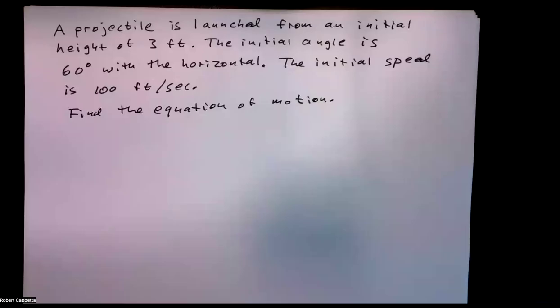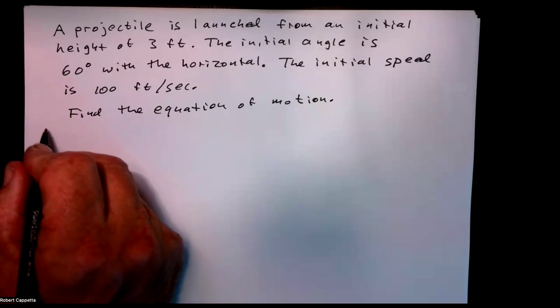So this lesson is on projectile motion from the perspective of a vector valued function. We have here a projectile launched from an initial height of 3 feet. The initial angle is 60 degrees with the horizontal, and the initial speed is 100 feet per second. And we want to find the equation of motion.